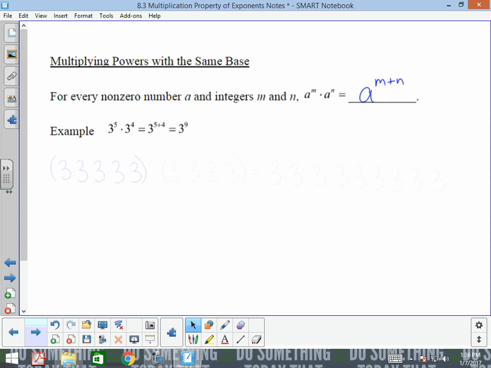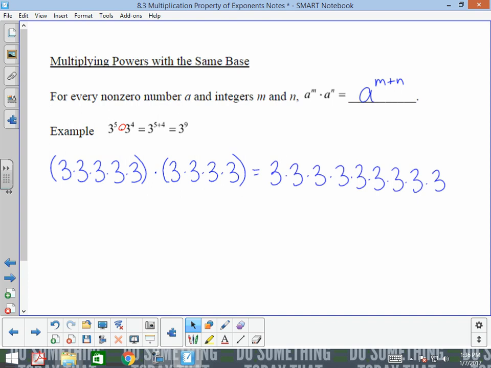Okay, so let's look at why we do that. 3 to the 5th power is expanded 3 times 3 times 3 times 3 times 3. So it's 5 3's. Now we're multiplying that times 3 to the 4th power. So that's 4 more 3's. So we add all those 3's together, and we get 3 to the 9th power. This shows you what it looks like in expanded form, and why we're adding the exponents together and not multiplying the 3's.